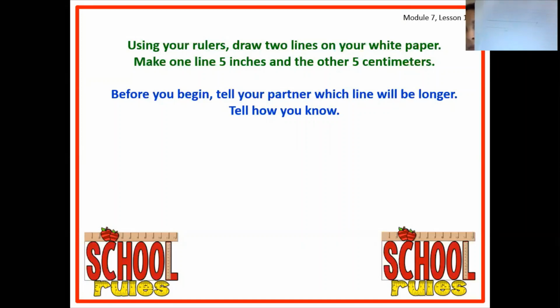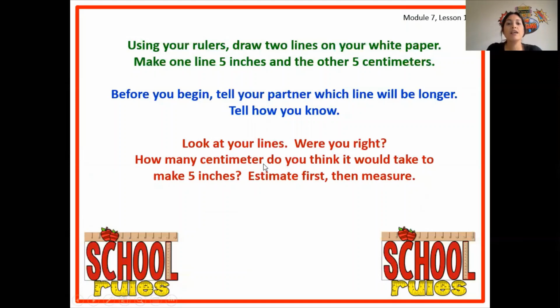Did you measure your lines? Look at mine. Which line is longer? Which one's longer? Your 5 inches or your 5 centimeters? They're both 5. Which one's longer? Your 5 inches, right? And how do we know that? Is that correct? Yes, because 5 inches is a longer unit, right? So that's why the line was longer. Centimeters are a tiny unit, so that's why the line was a lot smaller. Very good.